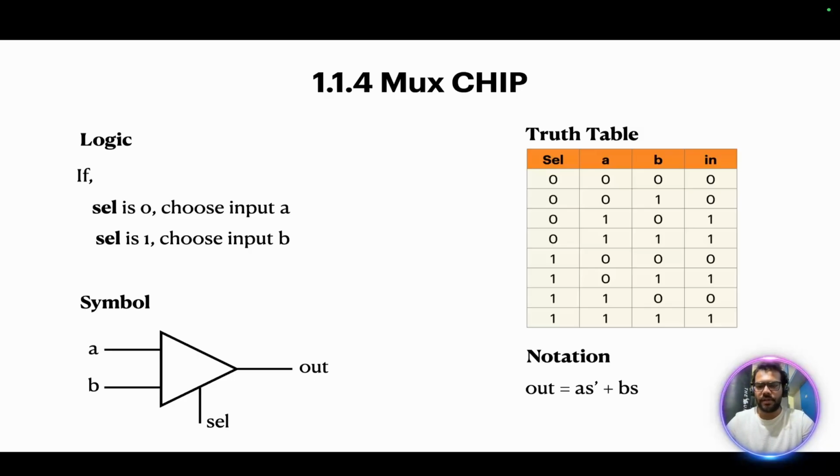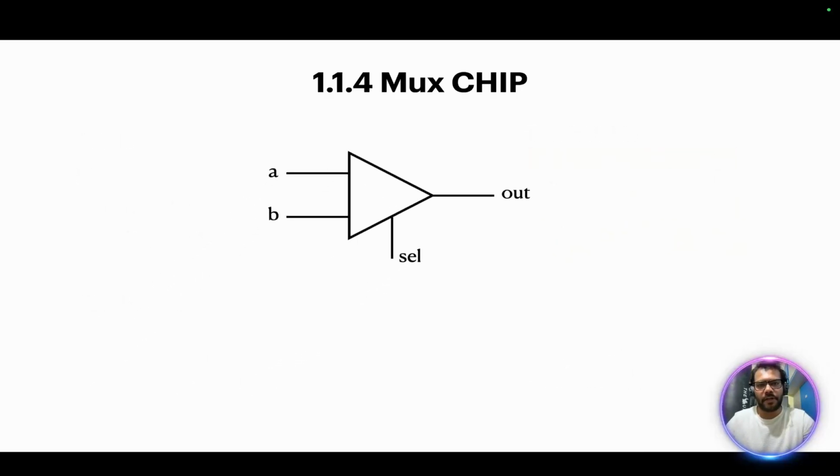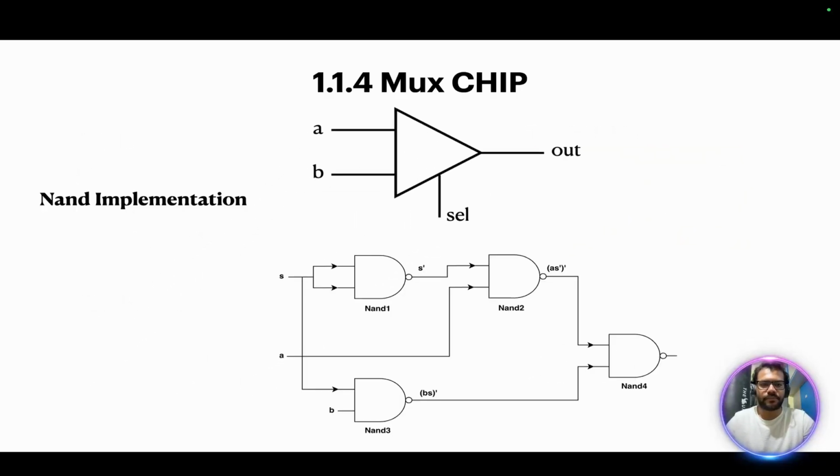And the notation is A S dash plus B S. When S is 0, the first term becomes A, the second term becomes 0, which is what we want. When S becomes 1, the first term becomes 0 and the second term becomes B, which is what we want. That was multiplexer chip. Let's look at the implementation using NAND only.